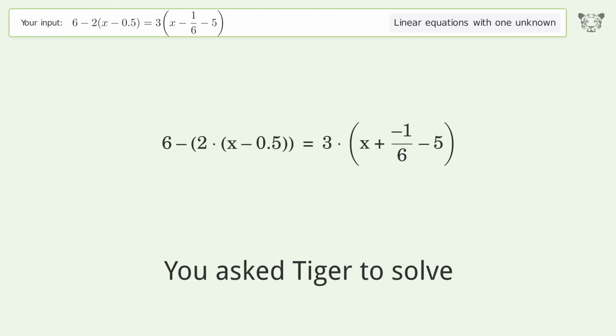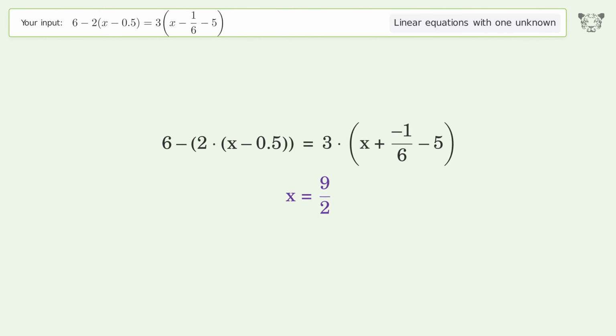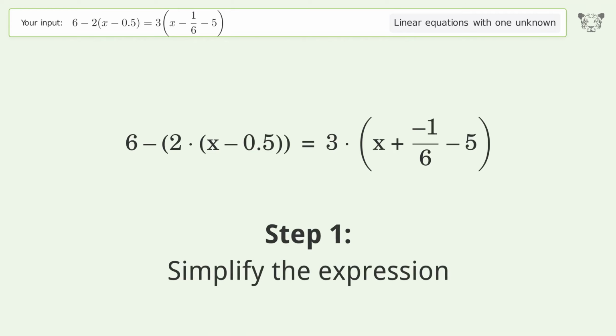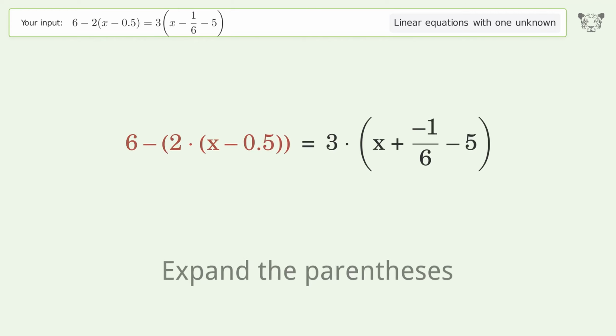You ask Tiger to solve this. It deals with linear equations with one unknown. The final result is x equals 9/2. Let's solve it step by step. Simplify the expression. Expand the parentheses.